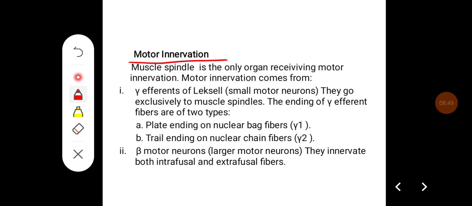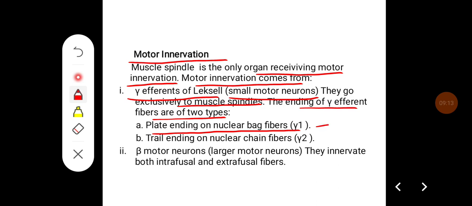If you see the motor innervation to the muscle spindle, it is the only organ receiving motor innervation, and the motor innervation comes from gamma efferents, that is, the smaller motor neurons, and they go exclusively to muscle spindles. The endings of gamma efferent fibers are of two types: plate endings on the nuclear bag fibers, nomenclated as gamma 1, and trail endings on the chain fibers, nomenclated as gamma 2 fibers. Beta motor neurons are the larger motor neurons, and they innervate both intrafusal as well as extrafusal fibers.